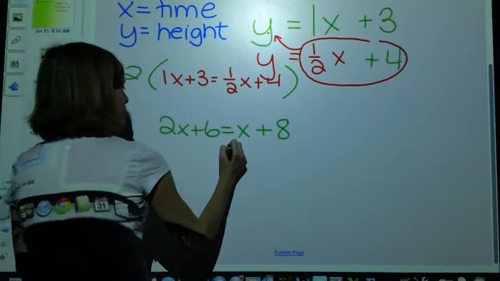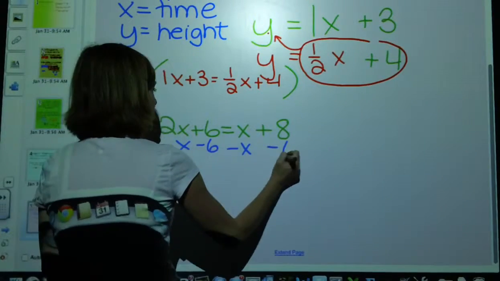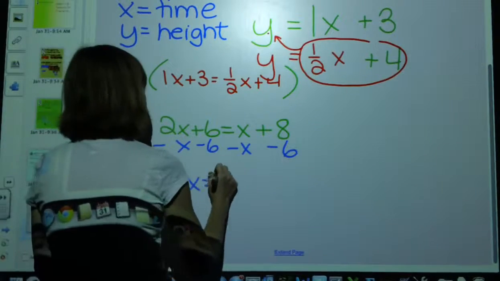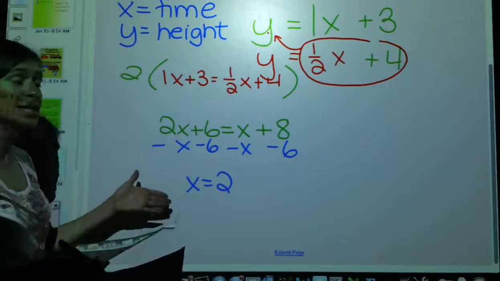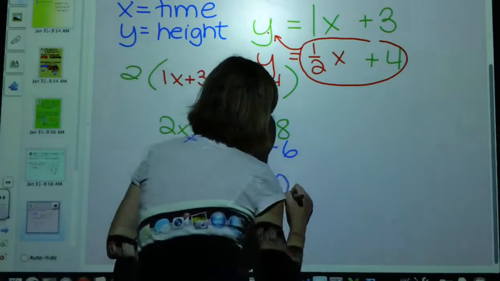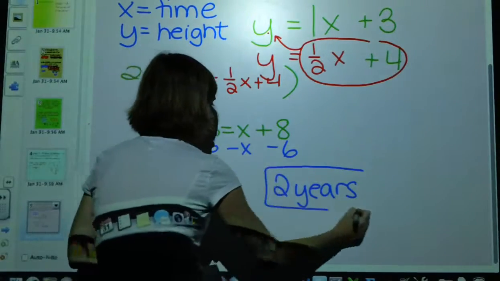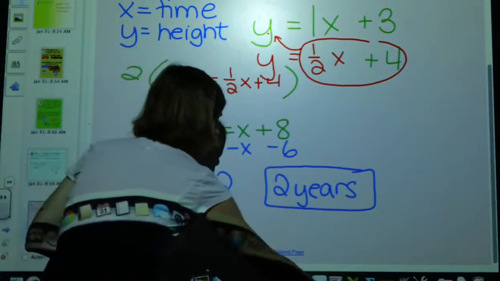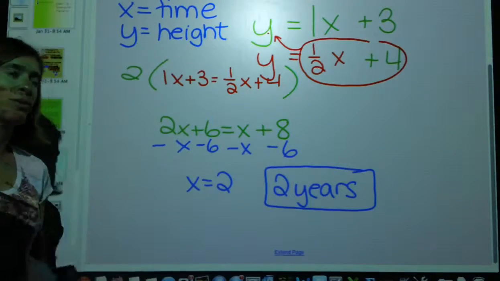I'm going to subtract x, and I'm going to subtract 6 to the other side, and I'll get x equals 2. Okay, so after how many years will they be the same height? 2 years. Okay. Coming together, remember, 2 variables, 2 equations, 2 variables, 2 equations.